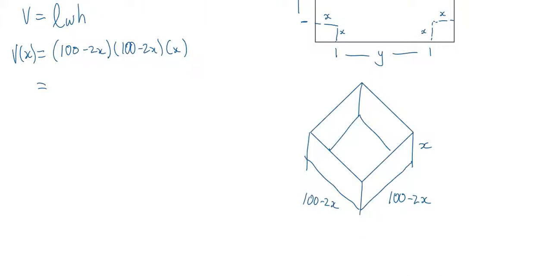So this looks like a messy product rule, but I think it's going to be way easier to just expand. So negative 2x times negative 2x is 4x squared. I'm going to multiply through by x as well, so I actually get 4x cubed. I get negative 200x minus 200x is negative 400x, times the other x is minus 400x squared. And 100 times 100 is 10,000, so plus 10,000x.